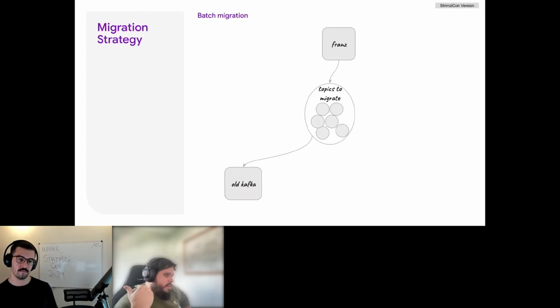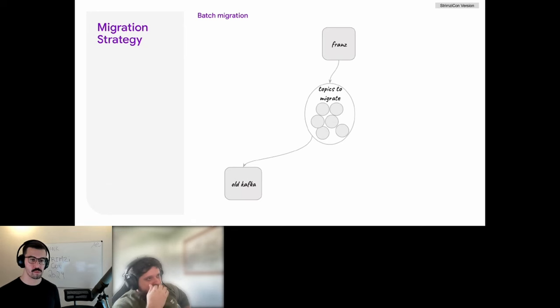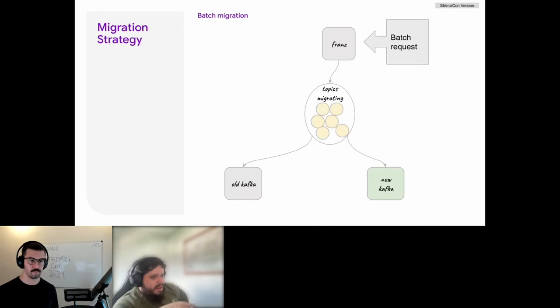For that, we built a batch migration solution that uses the feature we just talked about. In a batch manner, we send a list of topics to France saying to migrate from the legacy cluster to the new one. All the topics in this batch will be in the state of migrating, and once the states of all topics are okay and migrated, the migration is finished.